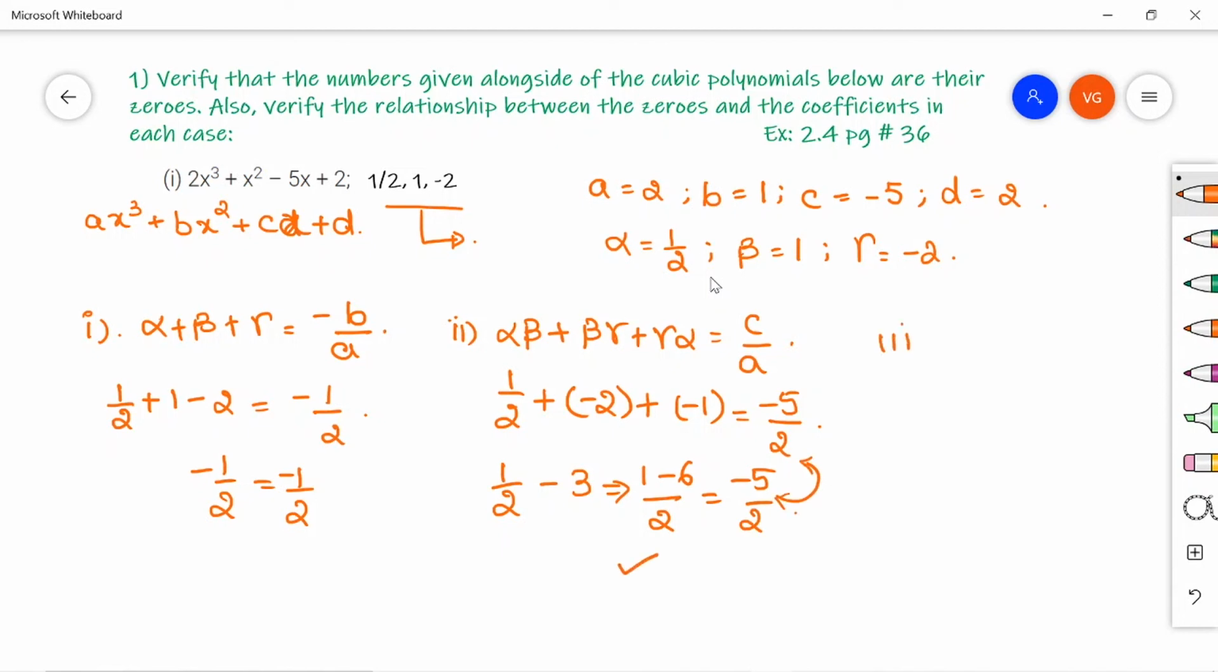Then the third relationship is alpha beta gamma is equal to minus d by a. Multiply all the three zeros here, 1 by 2, 1 and minus 2. So this will get cancelled. Here it is minus 1, equal to minus d by a. Minus d means minus 2, divided by a is 2. Again, this is also equal to minus 1, right? So this is also verified. Now the relationship between zeros and the coefficients of the given cubic polynomial is verified.